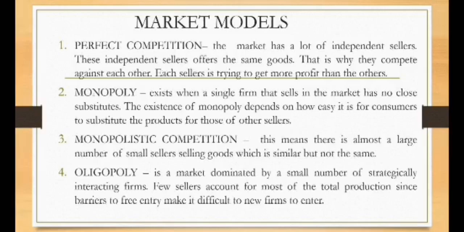So the next is oligopoly. Oligopoly is a market dominated by a small number of strategically interacting firms. Few sellers account for most of the total production since barriers to free entry make it difficult for new firms to enter. Oligopoly is a small number of large firms having all or most of the sales in an industry. For example, it includes the auto industry, cable television, and commercial air travel.